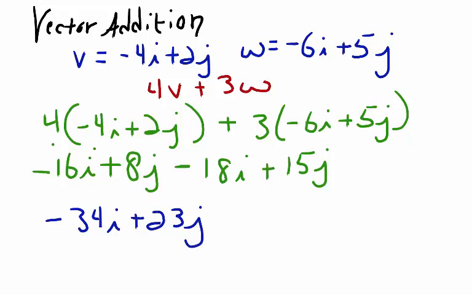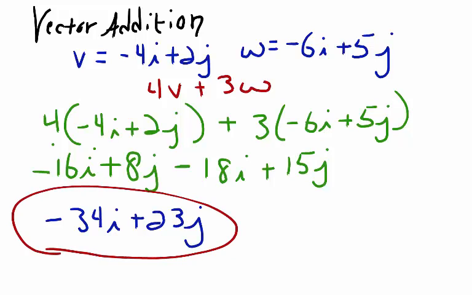Therefore, the sum of 4 times v plus 3 times w, when vector v is negative 4i plus 2j, and vector w is negative 6i plus 5j, equals the vector negative 34i plus 23j.